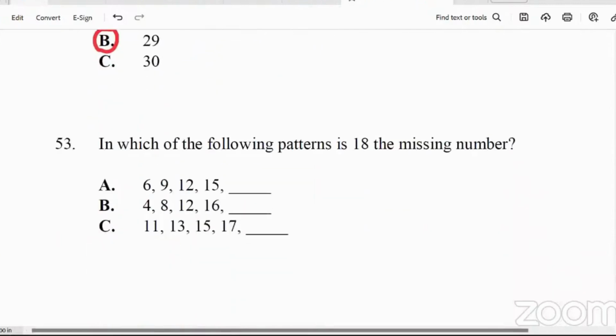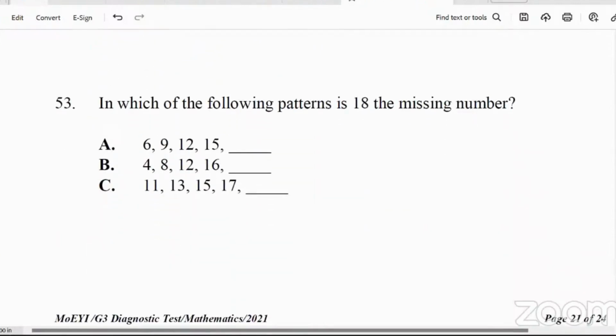Question 53. In which of the following patterns is 18 the missing number? Okay, so in option A, 3, 6, 9, 12, in this pattern, we're adding 3 each time. So if we add 3 to 15, then this is 18. But let's look at the other possibilities.